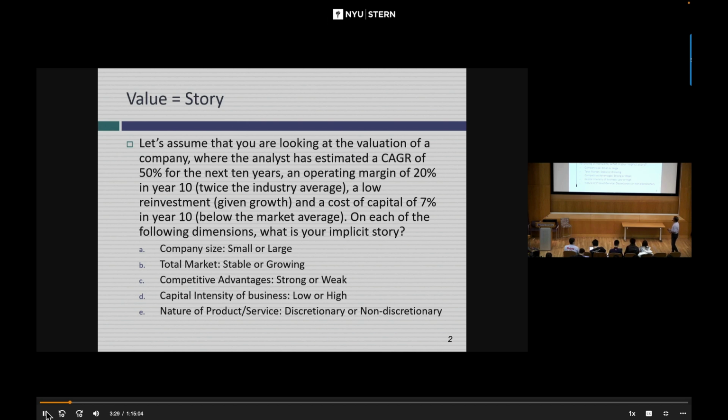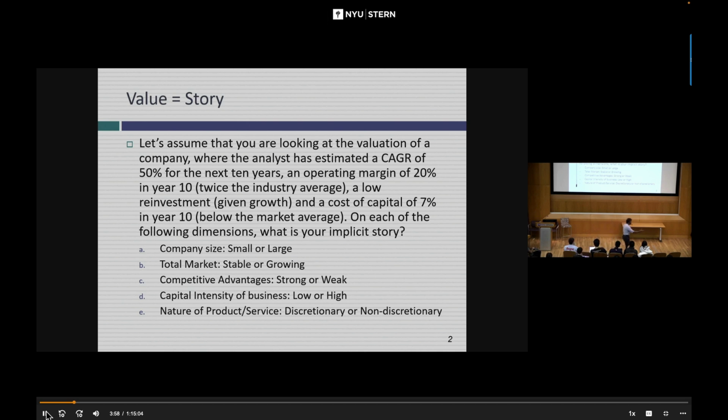So competitive advantages, strong or weak? Yeah. Why? Because they're growing fast and maintaining higher margins. And in terms of capital intensity, what kind of business model do you think can give rise to something like this? Low intensity, high intensity? Low intensity because of CapEx. And finally, in terms of the nature of product or service they provide, discretionary or non-discretionary? Non-discretionary because of the cost of capital.